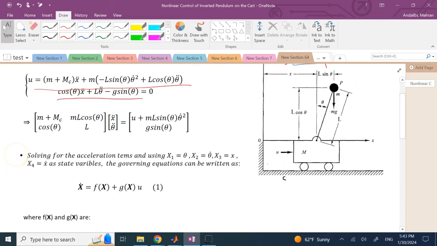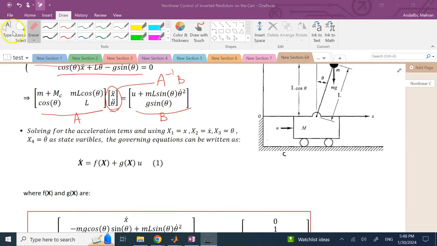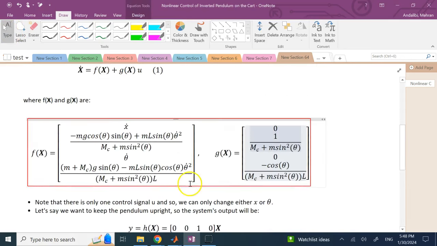Here, I still write the system into a matrix format, and I want to find the double dot terms. So I factor out the double dot terms and their coefficient matrix. Everything else I take to the right-hand side. And then if I call this A and if I call this B, the solution to this double dots is A inverse times B. And what is that solution going to be? Well, let me show you.